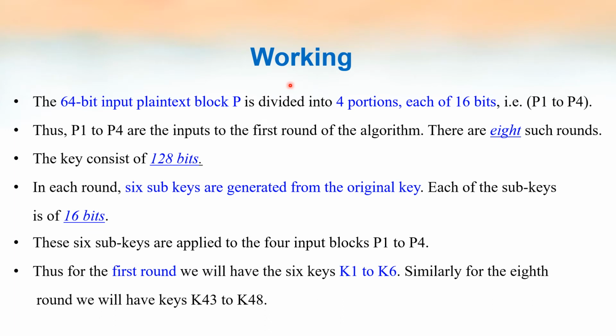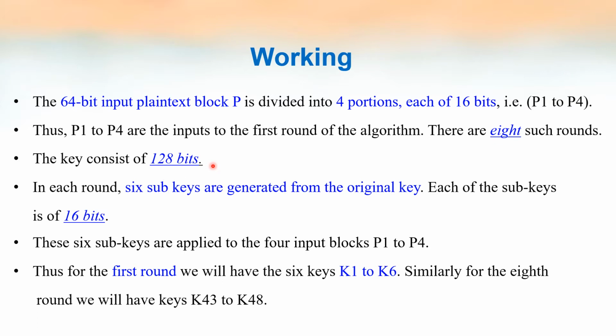Working of the algorithm. The plaintext block is of size 64 bits. This 64 bits is divided into 4 portions, each of size 16 bits, from P1 to P4. P1, P2, P3, P4 are the inputs to the first round of the algorithm. The algorithm has 8 identical rounds. The key used here is of 128 bits.